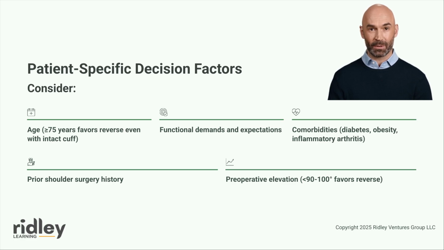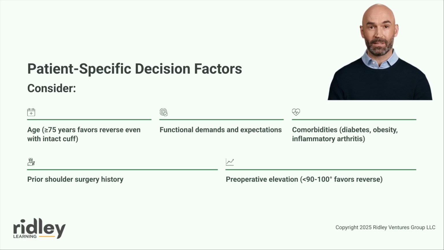Beyond rotator cuff integrity and glenoid morphology, several patient-specific factors influence surgical decision-making and expected outcomes. Advanced age, while not an absolute contraindication to anatomic arthroplasty, is associated with higher rates of postoperative rotator cuff failure and conversion to reverse arthroplasty. Current evidence supports consideration of reverse arthroplasty in patients aged 75 years and older, even with intact rotator cuffs, given comparable functional outcomes and lower revision rates compared to anatomic reconstruction.